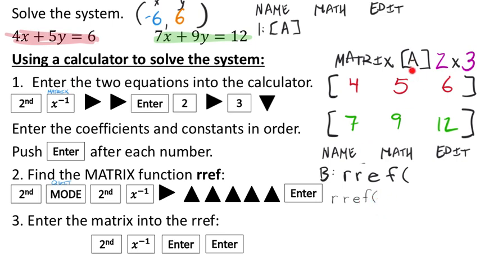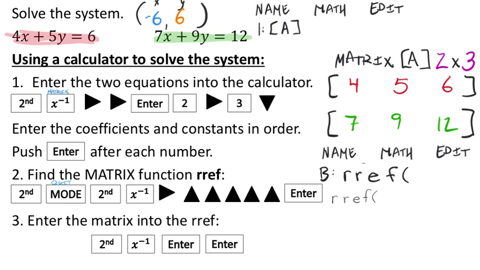Well, we remember up here that we entered it in as matrix A, so we've just got to say use matrix A. All right? That took care of the second part. We're telling the calculator, please solve the system with this function. Now we just got to tell it which system we're going to use. We're going to go back to second x to the power of -1.